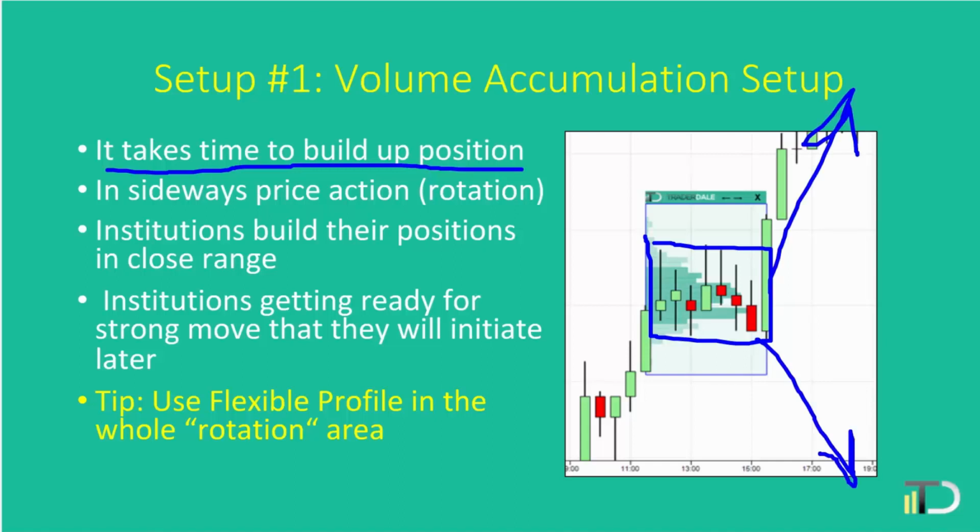So when I see sideways price action like that in the picture, and from this sideways price action initiation of strong buying activity or strong selling activity, I use the flexible volume profile and I select the area with the rotation. So I select this rectangle. Why do I do that? Because I want to see how the volumes were distributed throughout this whole area. And when I select it, I see, for example, in this case, that the heaviest volumes were right there. This is the place where the volume profile was the thickest.